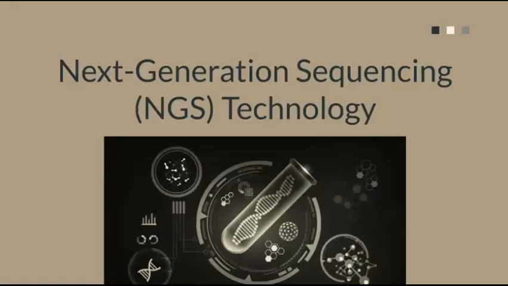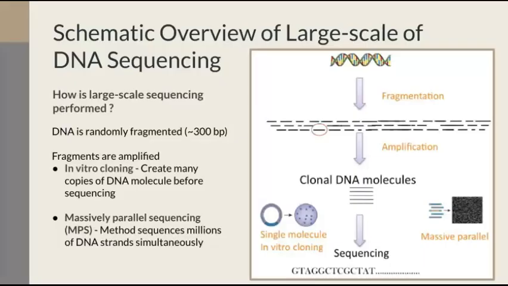Okay, so let's move on to next-gen sequencing technology. So now we're moving into second generation sequencing. In this second generation sequencing, we're able to sequence at a much higher scale. We have our DNA sequence that we're interested in, and we're going to fragment it. This fragmentation happens relatively randomly. Each sequence is going to be about 300 base pairs.